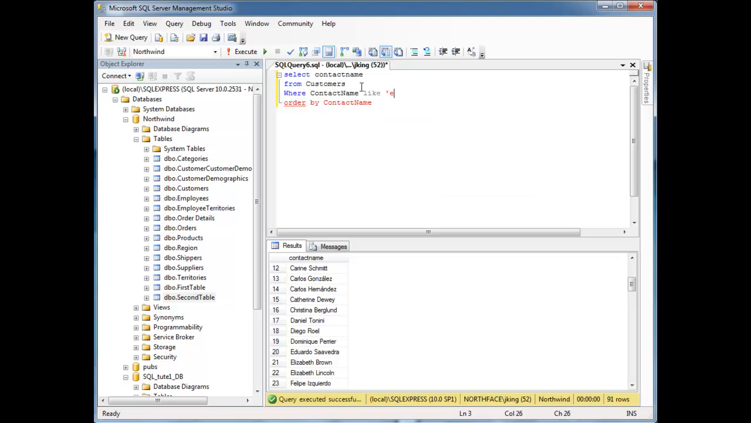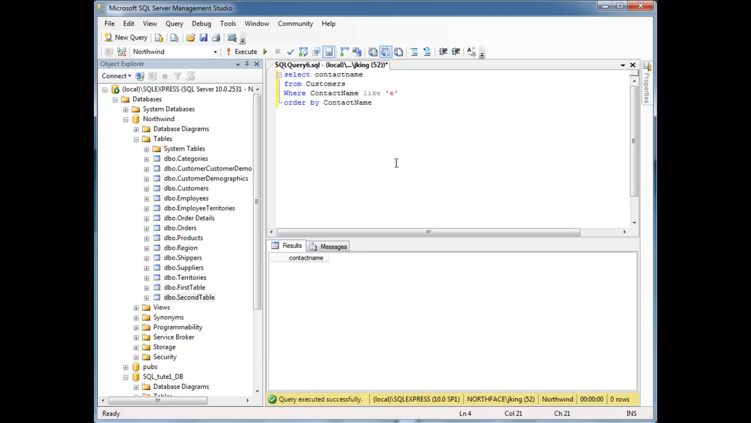starts with an E. Well, if I just run this query as it is, notice there's no results. If I don't put anything fancy, no fancy characters, which I'll show you in a second, it's the same as doing equal here. Well, there's nobody with a contact name that's equal to E. But with a like, I turn on some searching expressions I can do here.